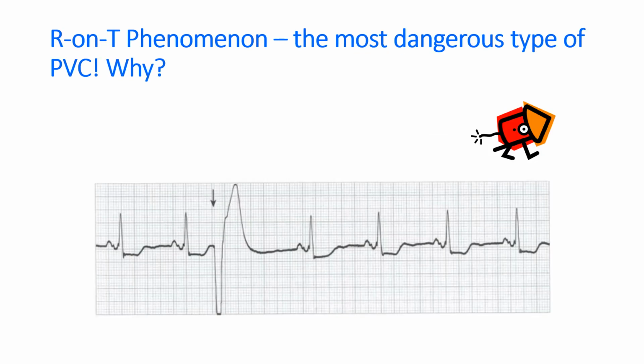We talked a little bit on the first lecture on the R on T phenomenon. So PVCs which occur during the vulnerable period or the relative refractory period of ventricular repolarization, whereas in the peak to the end of the T wave downslope, stimulation during this time can result in recurrent PVCs and can progress to VTach or V-fib.